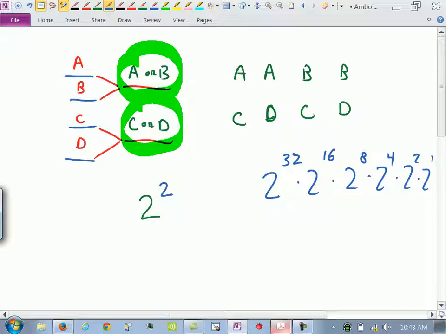Now, we just learned this rule, right? Same bases? Add up the exponents. What's 32 plus 16 plus 8 plus 4 plus 2 plus 1? I believe it's 63. Let me see. Is it 63? Okay. 2 to the 63. If you take your calculator out and you type in 2 to the 63 on your calculator, the number is astronomically large.